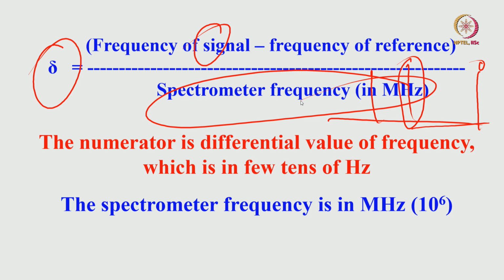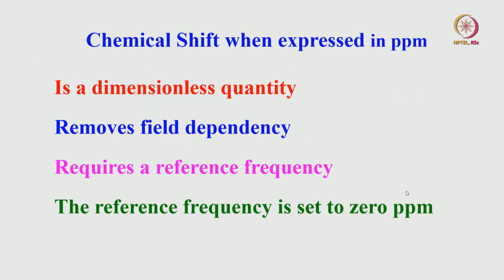The numerator is the differential value, the difference between your frequency of the signal and the reference, divided by the spectrometer frequency in megahertz, and the value you are going to get is nothing but the chemical shift expressed in parts per million. Okay. So that is why we have to express chemical shifts in parts per million. We express it in frequency in hertz or also in ppm.